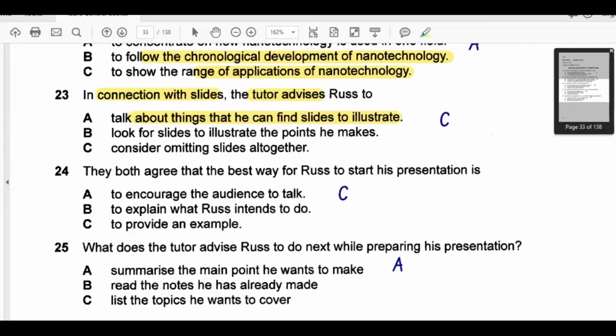For question number 24, the question says they both agree that the best way for Russ to start his presentation is... so they're looking for the best way. Russ says that most presentations start with, first I'll do this and then I'll do that. So it doesn't sound like he wants to follow that, and this isn't something they agree on either. So C is out of the choices.